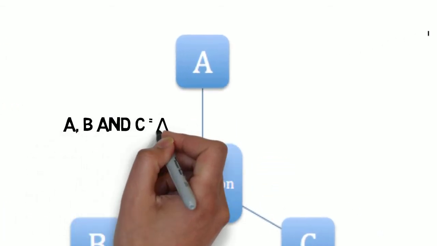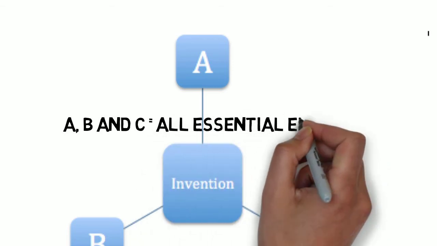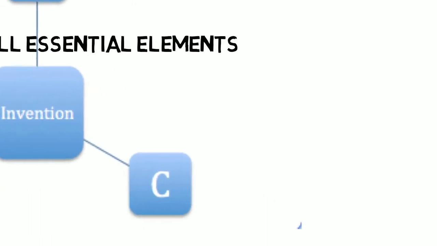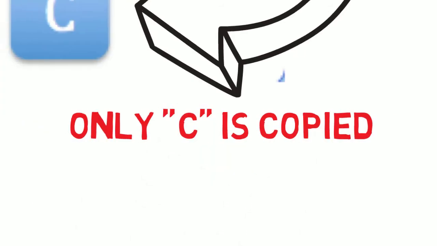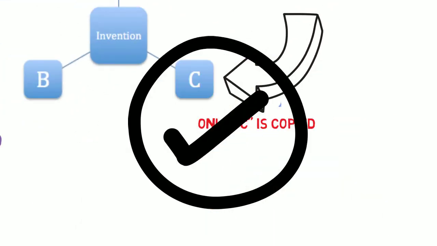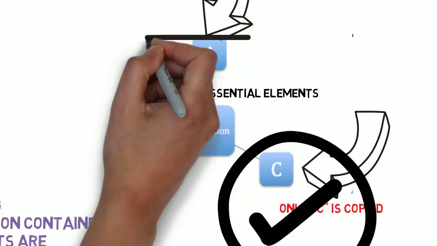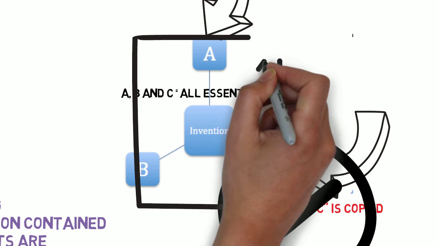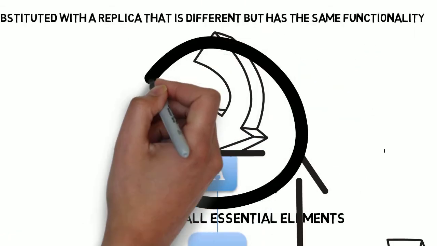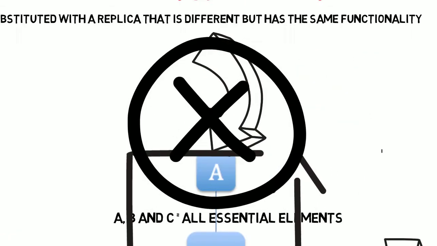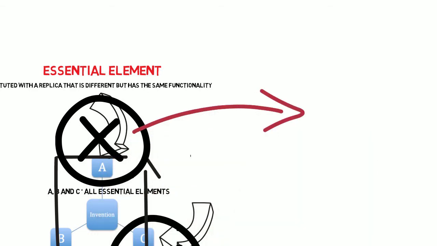So here we have a diagram that shows A, B, and C as the essential elements stated in the patent specification. If C is the only element copied in a different invention and coupled with other variants, then there will be no infringement. However, in a different scenario, if A is substituted with a replica that is different but has the same functionality and is coupled with apparatuses B and C, then that will indeed be an infringement. This is exactly what happened to Catnic.